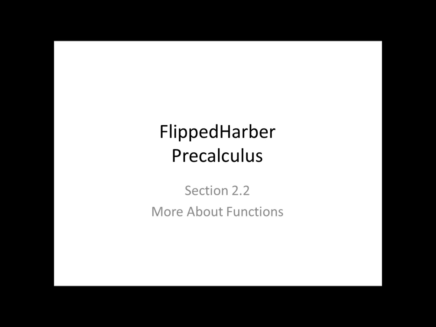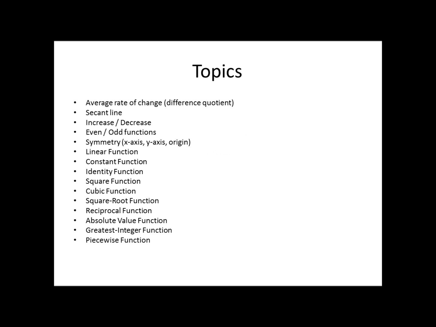In this video we'll talk about section 2.2, more about functions. Our topics for this lesson are many, but we'll talk about the big ones right now. The average rate of change, the secant line, increasing and decreasing functions, even and odd functions, symmetry, and then a whole list of functions that the text refers to as a library of functions, and then finally piecewise functions.